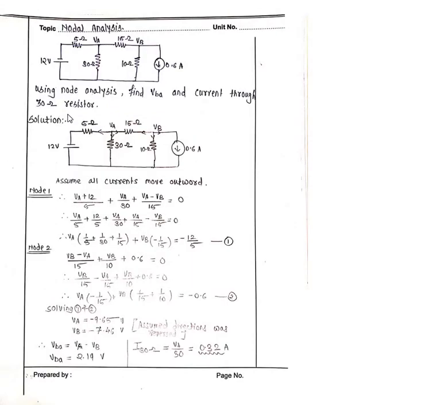Between these two loops, is there an intersecting current source? No. Here, is there an intersecting current source? No. If it is intersecting, that is called a super mesh. That's all.